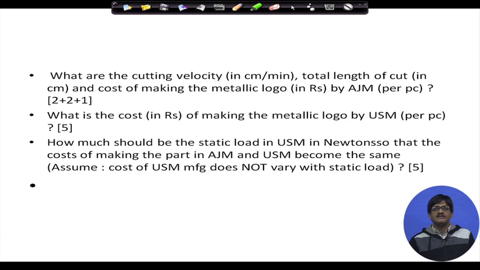How much should be the static load in USM in newtons, so that the costs of making the part in AGM and USM become the same? Assume the cost of USM manufacturing does not vary with static load. So, you can increase static load, but you have to use that static load so that AGM cost and USM cost become the same. This is a take home assignment and you may or may not do it.